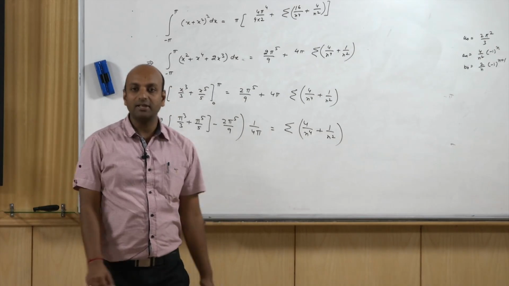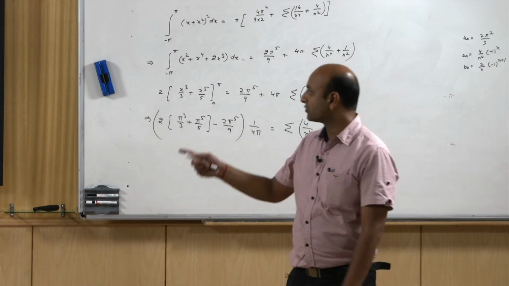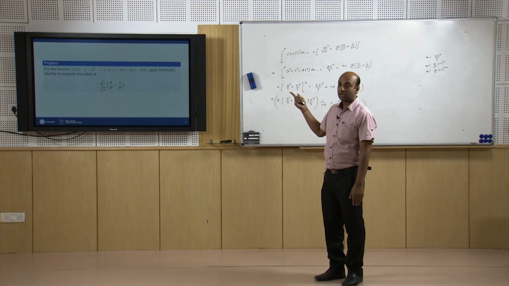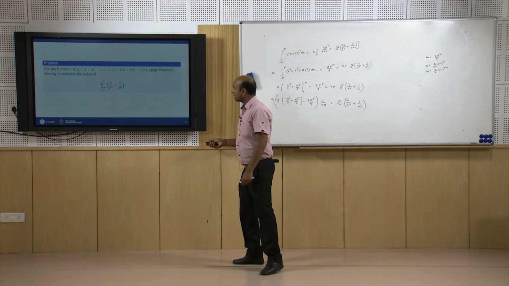So, this is how one can apply Parseval's identity to find out the value of some series using Fourier series. Okay, sorry. So, thank you very much.